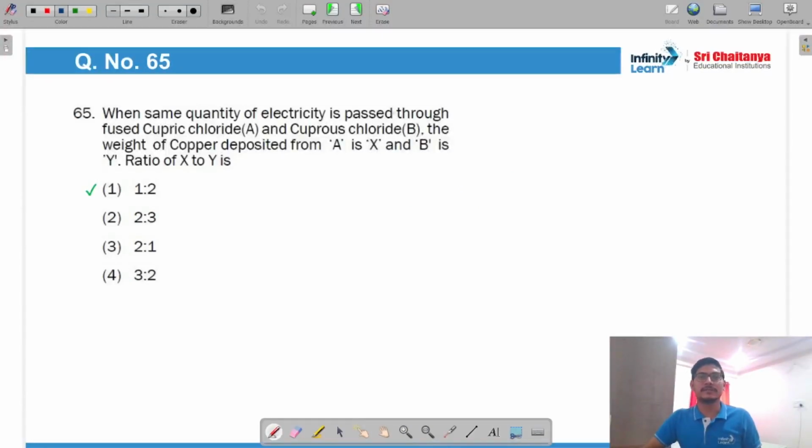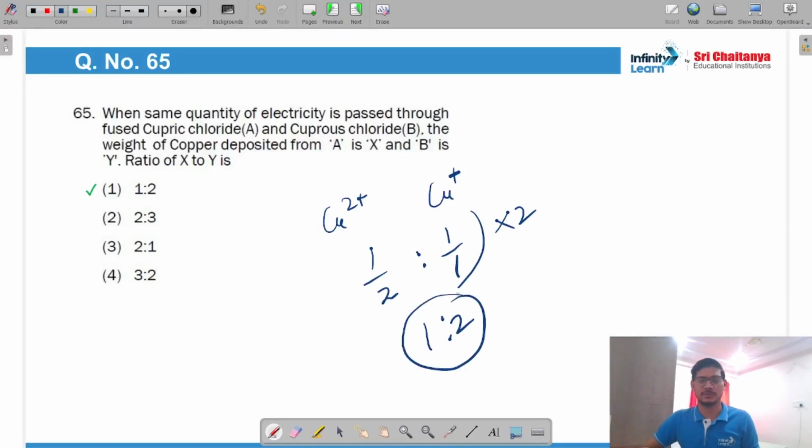The same quantity of electricity is passed through cupric chloride, which is Cu2+, and cuprous chloride, which is Cu+. The weight of copper, okay guys, so the mass is proportional to the number of moles, right? Because the molar mass is the same. Copper deposited from A is X and from B is Y. So the number of moles deposited is inversely proportional to the n factors. So this will be 1 by 2 is to 1 by 1. Now you multiply it by 2, so you will get 1 is to 2. So the ratio of their number of moles or mass deposited is 1 is to 2.